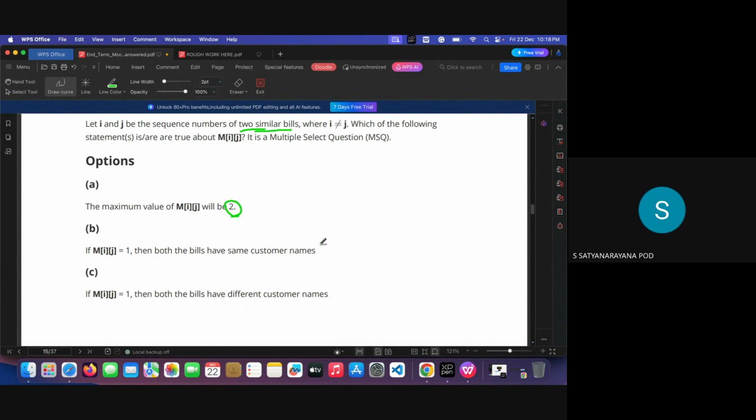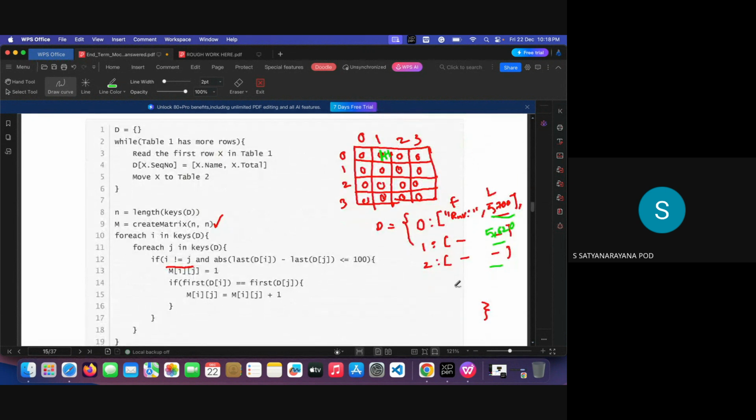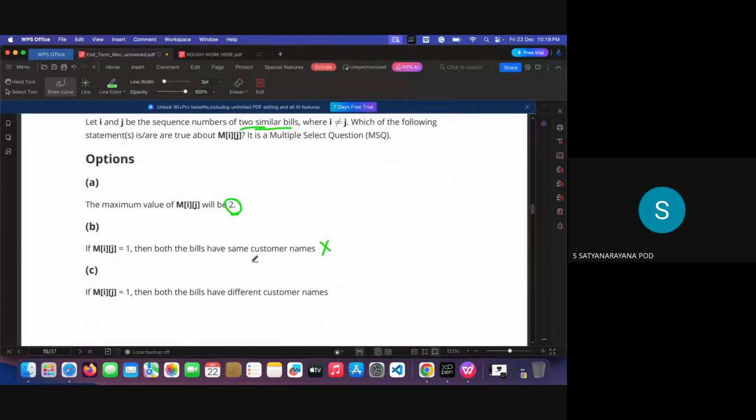The next one is, if m of ij equals 1, then both bills have the same customer name. No. If m of ij is 1, what does it mean? Whenever the difference is less than 100, only then we make it 1. This is the meaning of 1. It does not mean that we are checking the same customer. Whenever the absolute difference is less than 100, we make it 1.